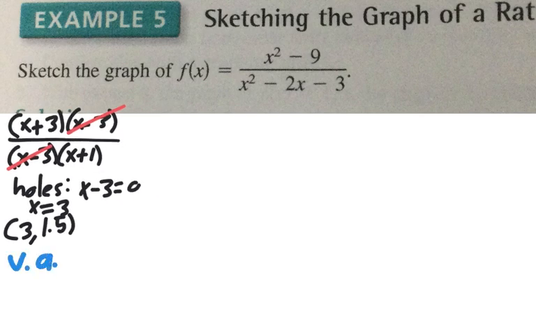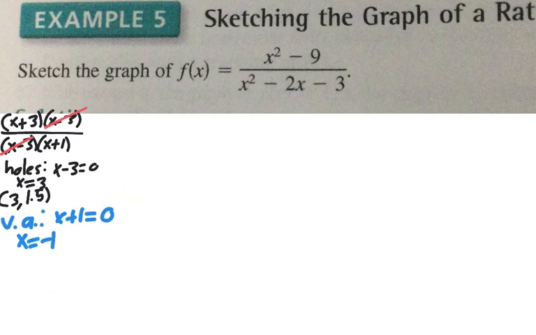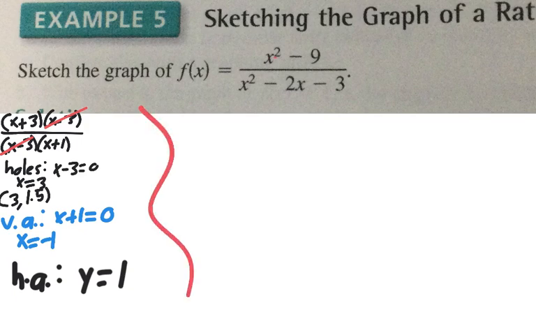Next, find the vertical asymptote. That happens when the denominator becomes 0. So we're going to set x plus 1 equal to 0. So that's x equals negative 1. Gives my vertical asymptote. Next, we're going to look at the horizontal asymptote. So we look back at the original. Because the degrees are equal, I have a horizontal asymptote at y equals a ratio of the coefficients. So that's horizontal asymptote at y equals 1. So all that part we did correctly.